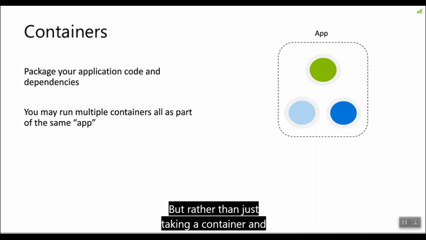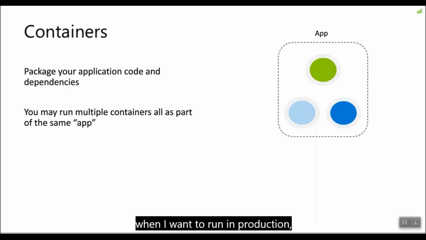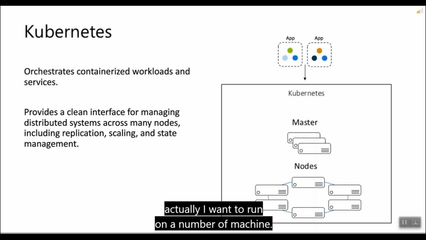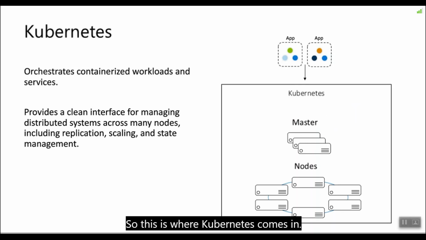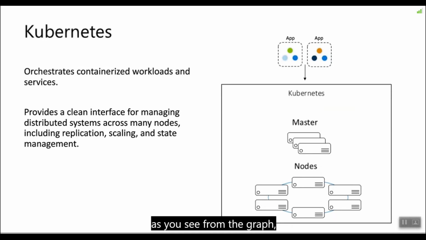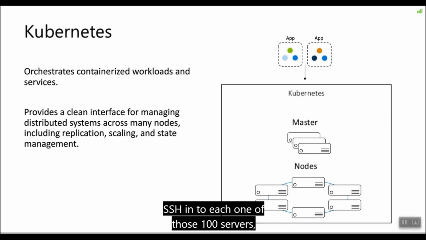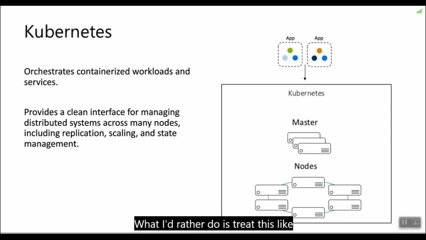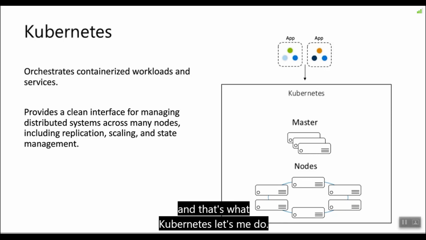But rather than just taking a container and running it on like a single Windows machine, most likely what's going to happen is that when I want to run in production, I actually want to run on a number of machines. So this is where Kubernetes comes in. Kubernetes is a layer on top of a number of different machines, or nodes in this case, as you see from the graph. Maybe I have like 6, 7, 8, 100 servers. And rather than having to remote in or SSH in to each one of those 100 servers, start my container, make sure that it's running, make sure that it's healthy, it's a lot of overhead. What I'd rather do is treat this like a single entity, a single layer. I really want it to feel like one machine, and that's what Kubernetes lets me do.